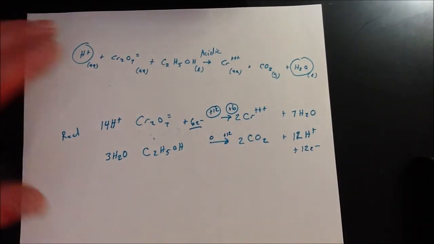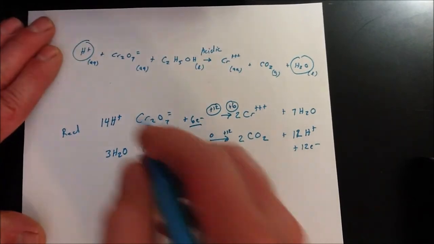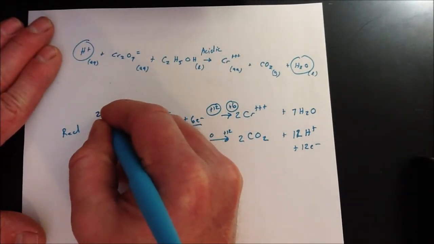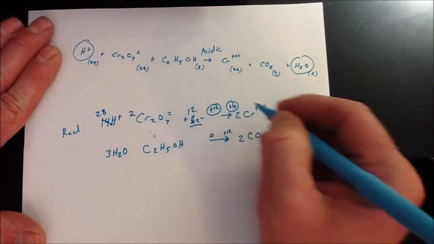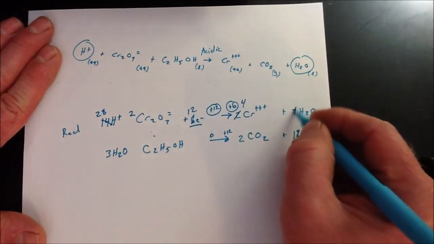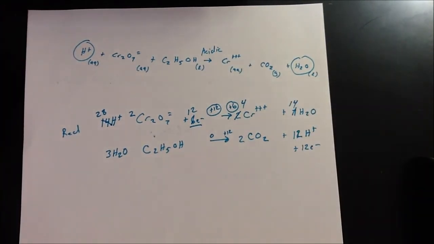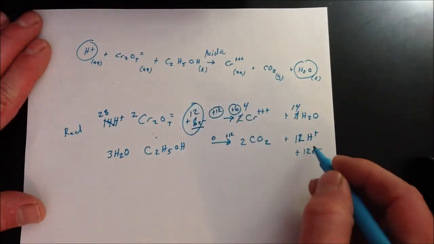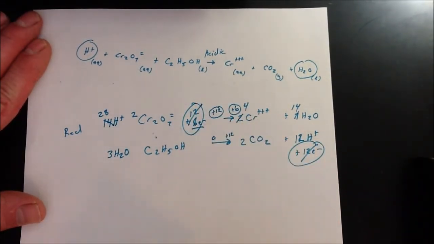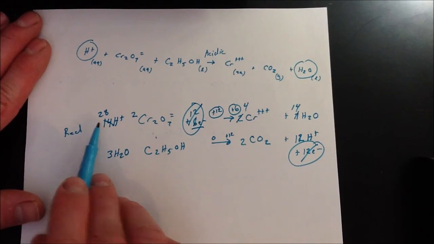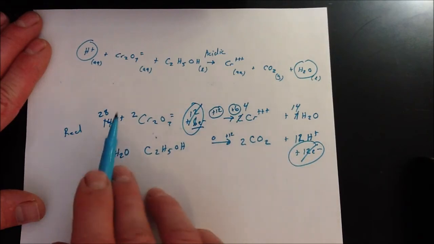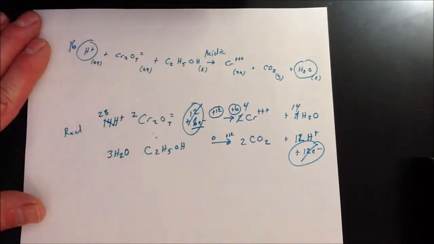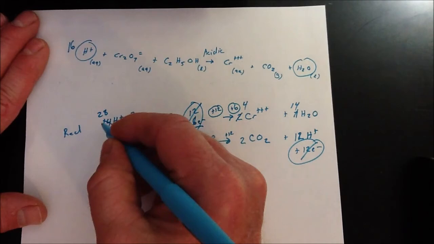Now it's real similar to what we did before. We've got to multiply to cancel out those electrons. So I'm going to double everything in this top reaction. So I'm going to get 28, 2, 12, 4, and 14. And now we're ready to add everything up. But when we add up, we've got to look at a few different things. One, did we cancel the electrons? Check. Two, I see 28 H+ ions, but I see 12 produced, so that's actually only a net of 16 H+ ions.